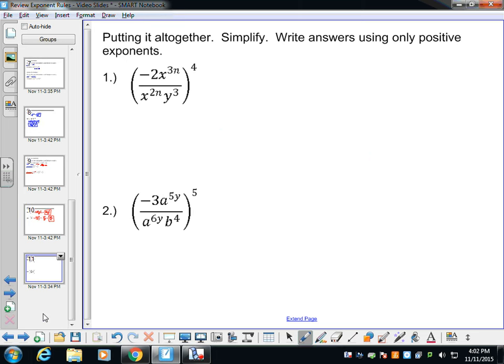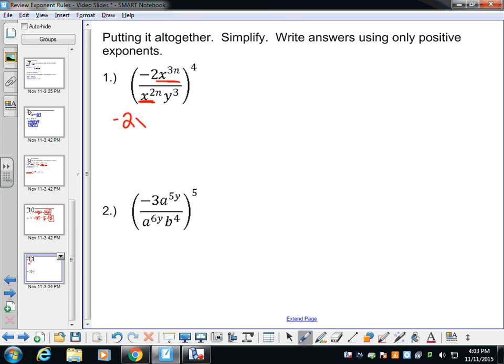Now let's put it all together. Pause it and try these two on your own. For number 1, there are a couple approaches for either of these problems, but I think it's more simple to simplify whatever's in our parentheses first, and then once that's as simple as possible, then raise it to the fourth. So in the first one, I have x in my numerator and my denominator, so I can subtract those exponents.